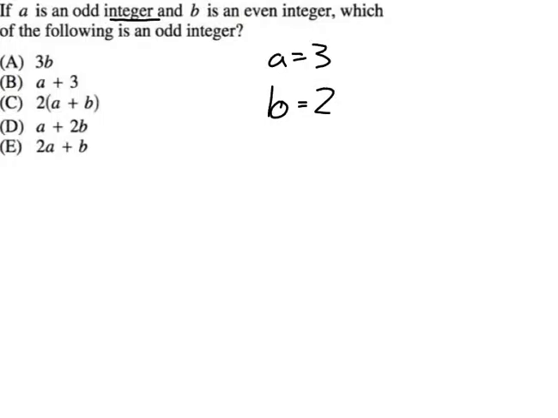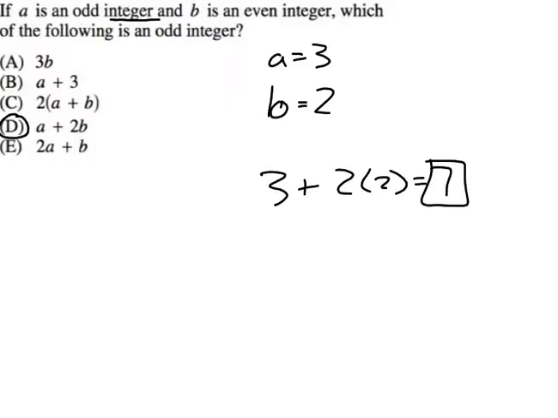You'll notice for A, I would get 6. For B, I would get 6. For C, I would get 10. For D, I would get 3 plus 2 times 2, which is 7. That is the only odd. If I plug in to E with my choice of 3 and 2, I would also get 8. So I can see that the only one that gives me an odd is D. So kind of a trial and error. I do need to go to the answers like we discussed before.